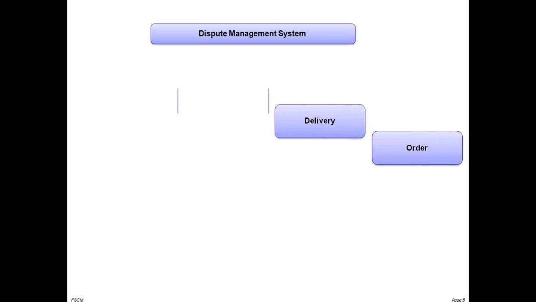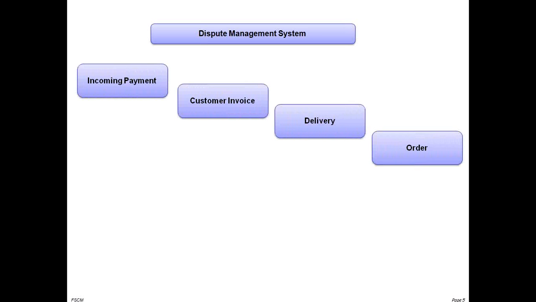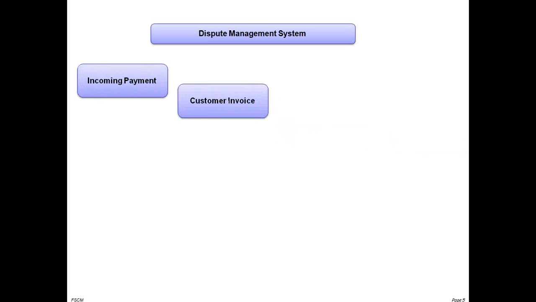dispute management system? It is related to logistics management. Logistics starts with the order and delivery, customer invoice, incoming payment. This is the logistic process, and it comes in between customer invoice and incoming payment.